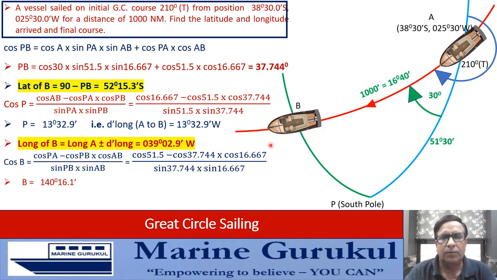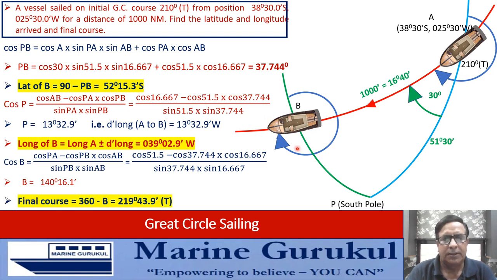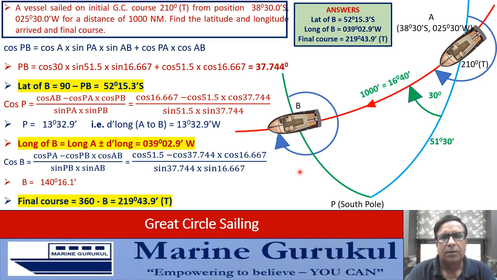On this diagram now, we mark off an arc representing the final course clockwise from north. This is the final course at B. And now we can see that the final course will be equal to 360 minus angle B. Why? Because this angle is vertically opposite to B. So therefore we can get the final course as 360 minus B, which is 219 degrees 43.9 minutes. So this way we have been able to get the latitude of B, longitude of B, as well as the final course.